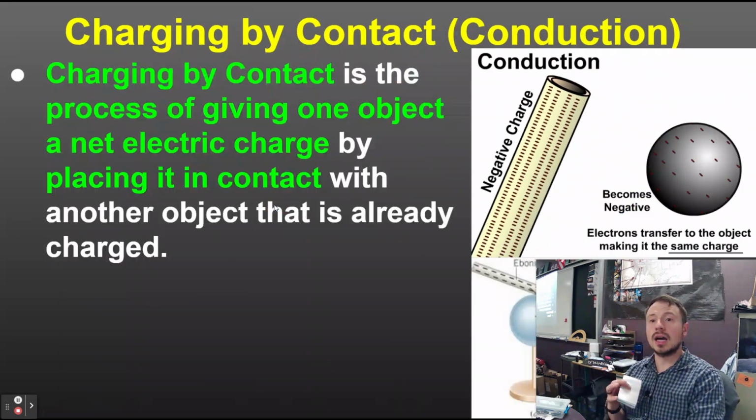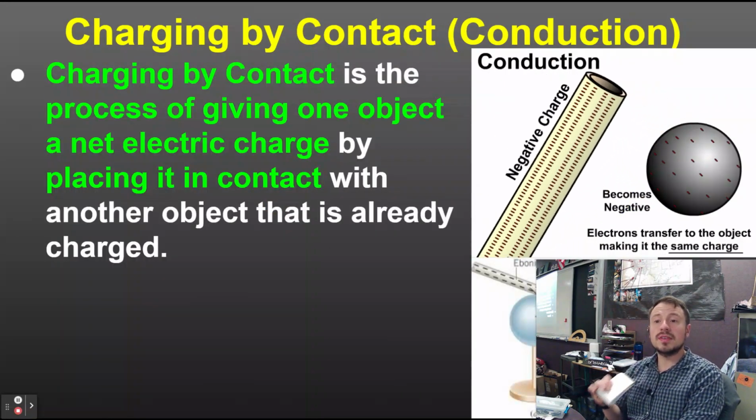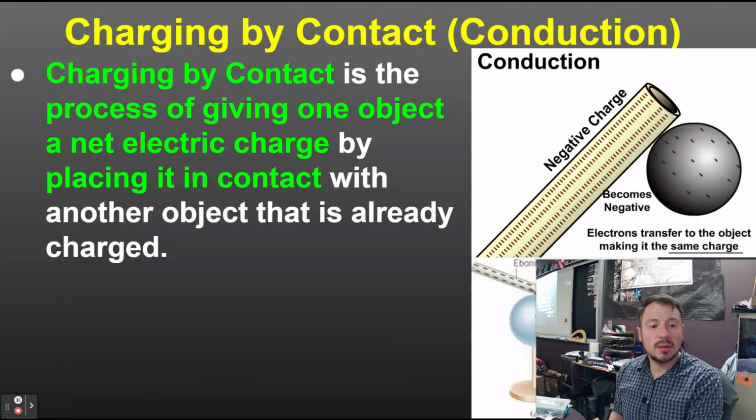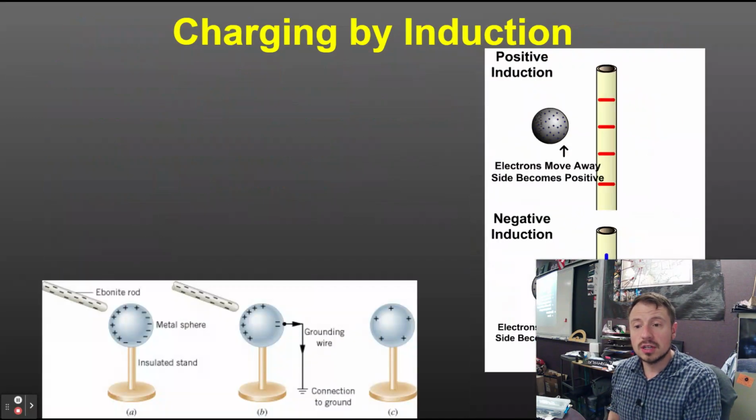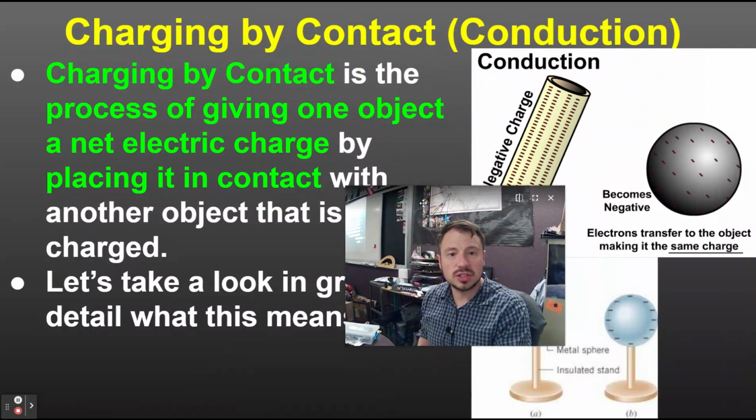Now, charging by contact is the process of giving one object a net electric charge by placing it in contact with another object that is already charged. So if we look at this, just think about it this way, right?